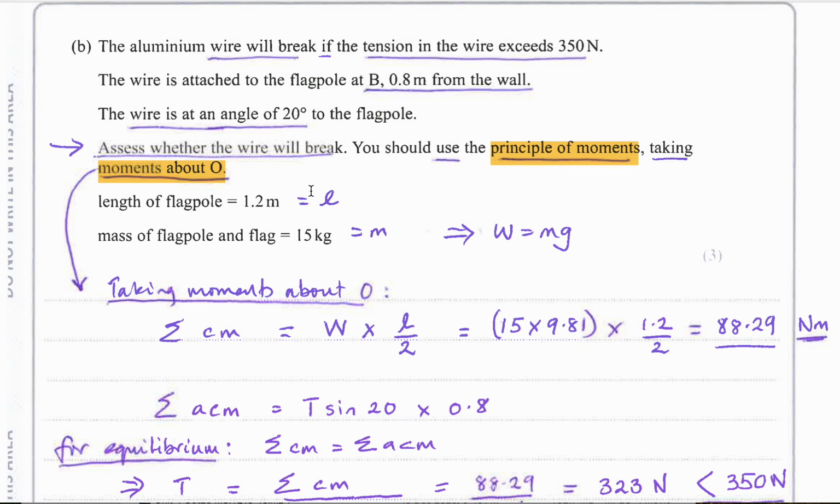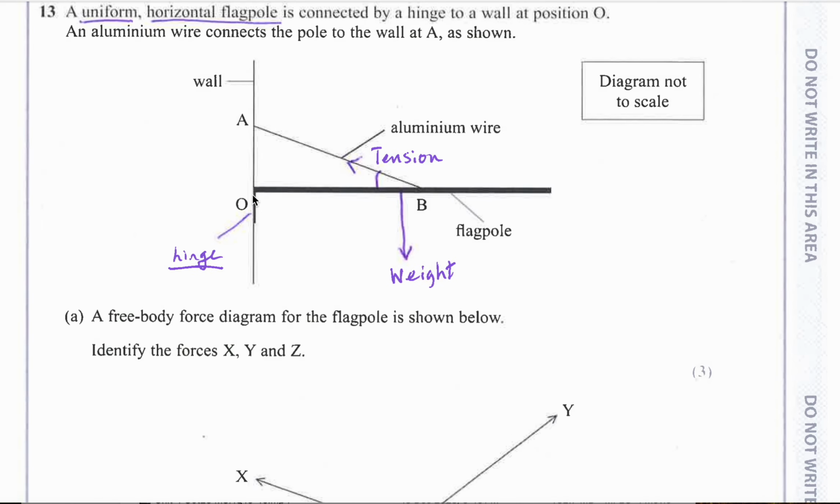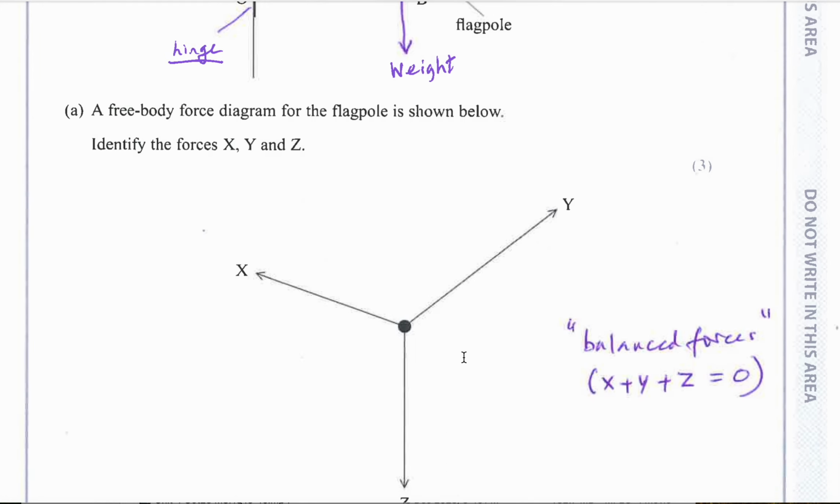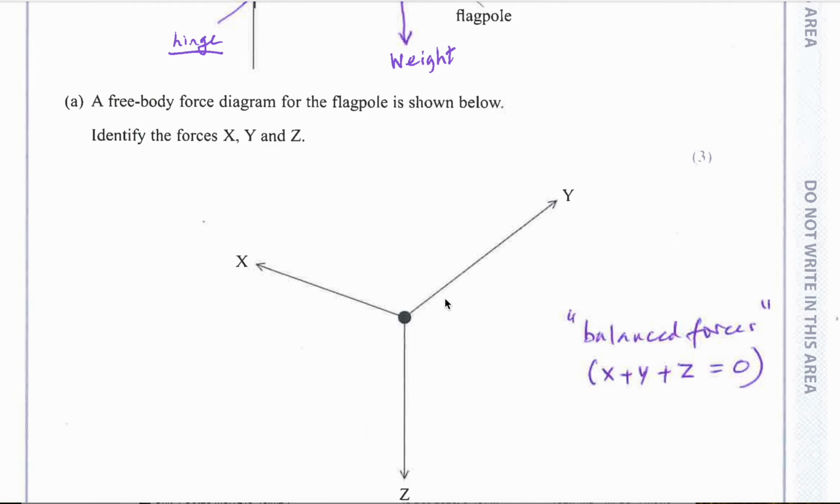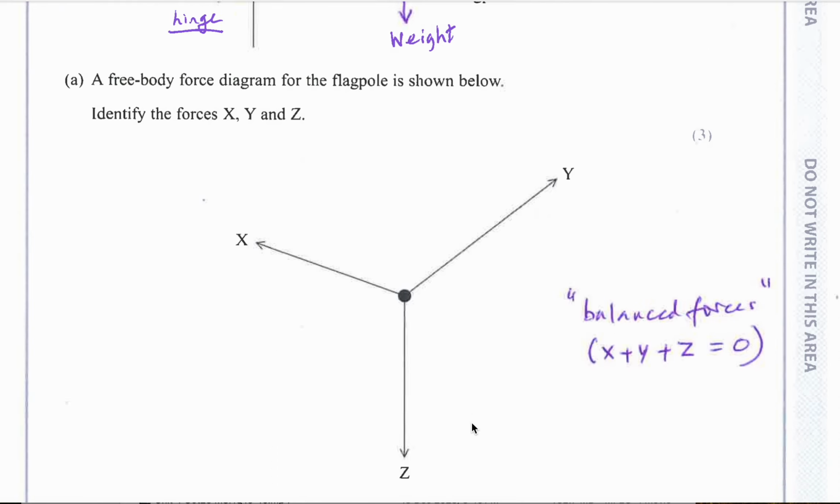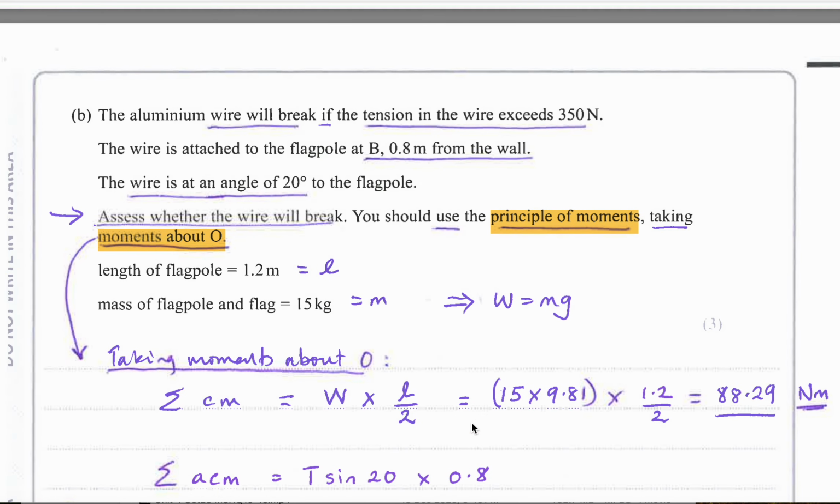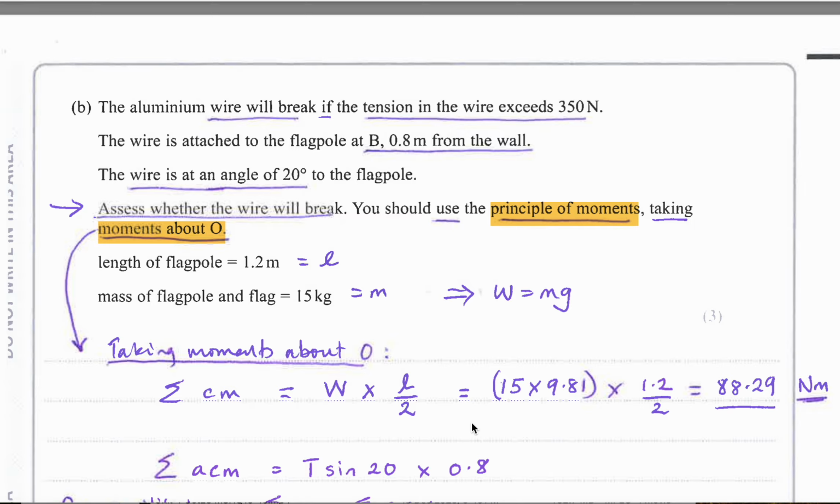So taking moments about O, let's go back to the diagram. So you're taking moments about O. What does that do? It means you don't need to know the hinge force. So in this force diagram, you don't need to know anything about force Y, because it is acting through O, and therefore the distance to O would be 0. So the moment due to the hinge force would be 0.